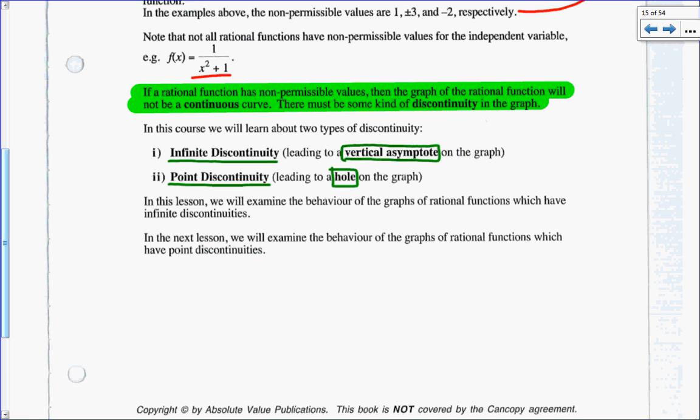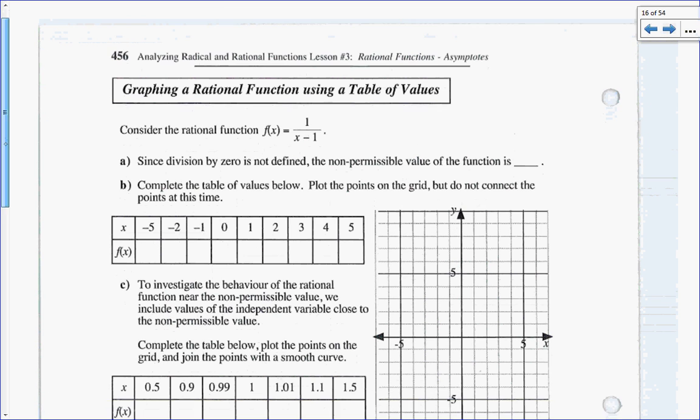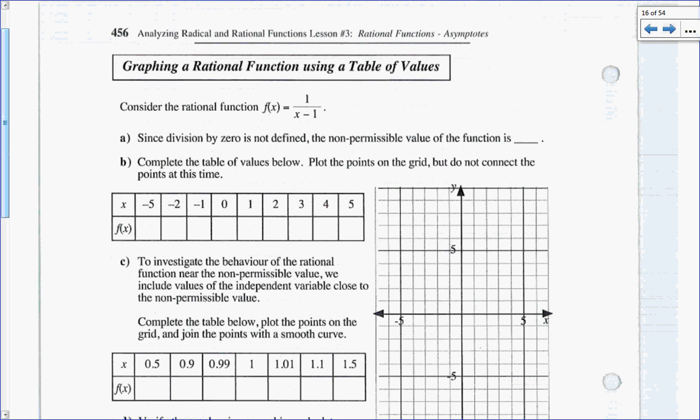Okay, so if you just flip over the page to page 456, we have a rational function, 1 over x minus 1. And it says, since division by 0 is not defined, in other words, if this whole denominator was 0, then you would have 1 over 0, which is non-defined. Okay, so we have non-permissible values then. So if we were to calculate what our non-permissible values are, we'd have to say, well, x minus 1 cannot be equal to 0. So that means x cannot be equal to positive 1, right? Okay, so that's your non-permissible value.